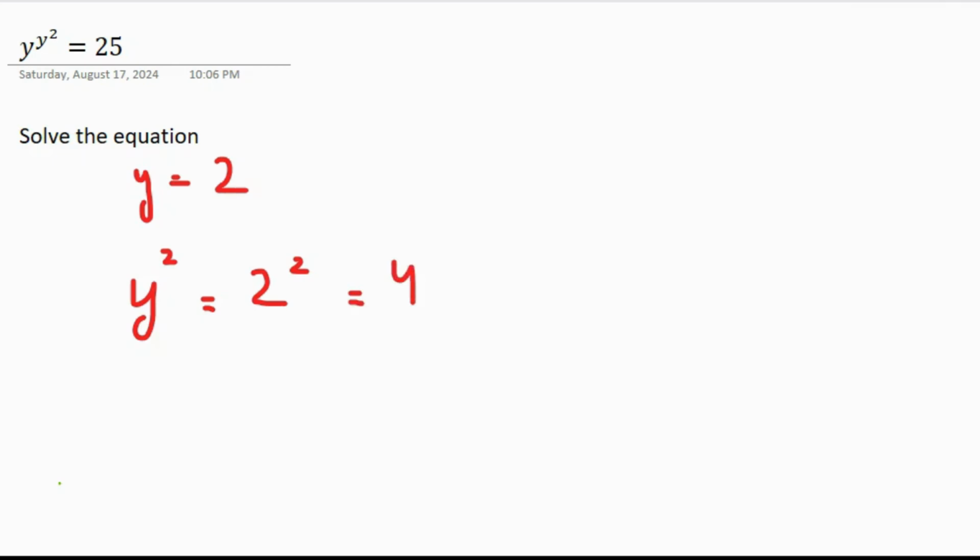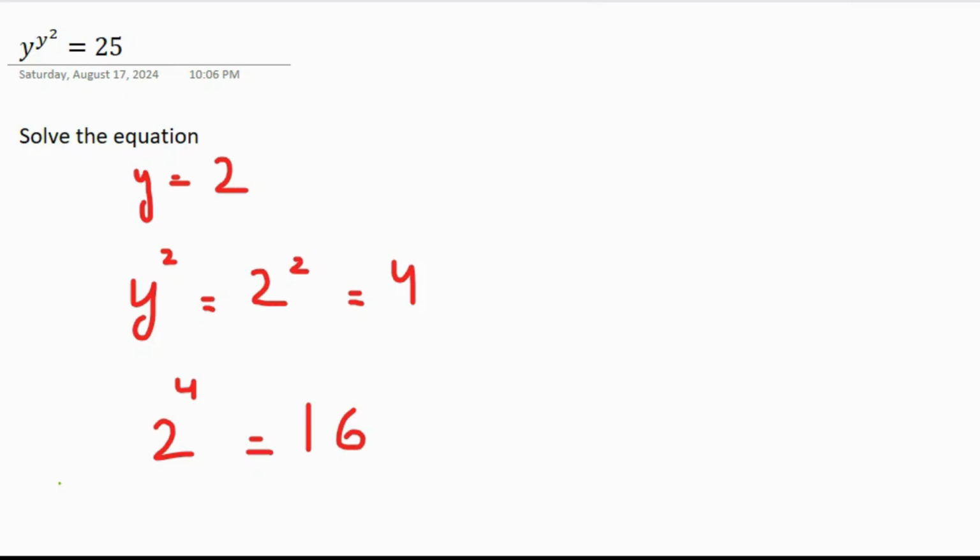Now what we are going to do is substitute it back into the equation. So as you can see, since y was 2, it would become 2 to the power 4, since we already found out that y squared is 4. It would become 2 to the power 4, and 2 to the power 4 is 16. This is the first case.